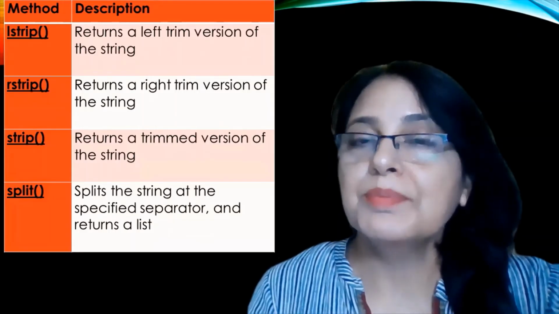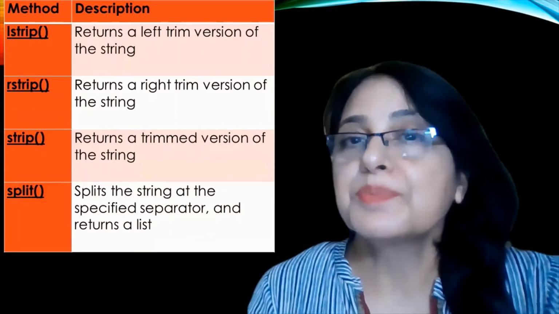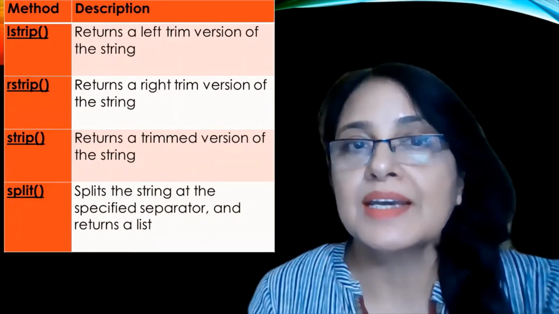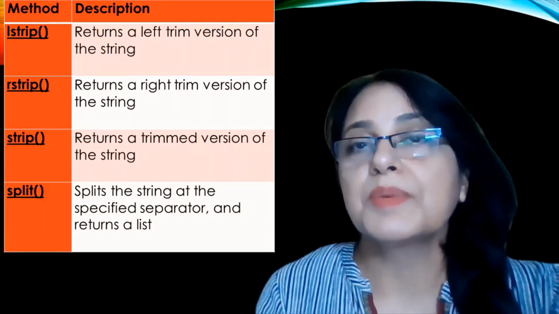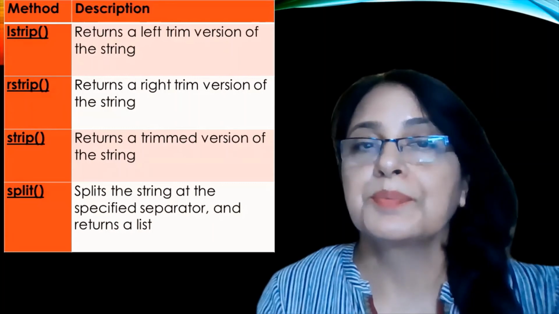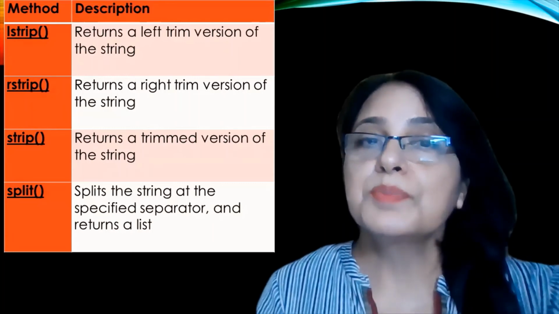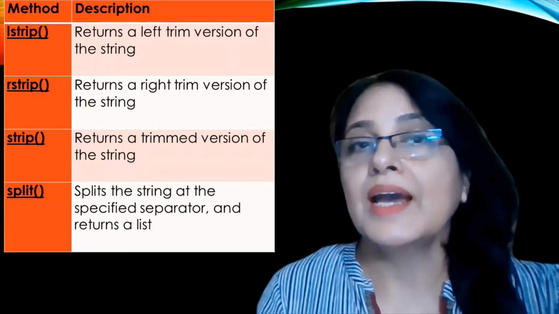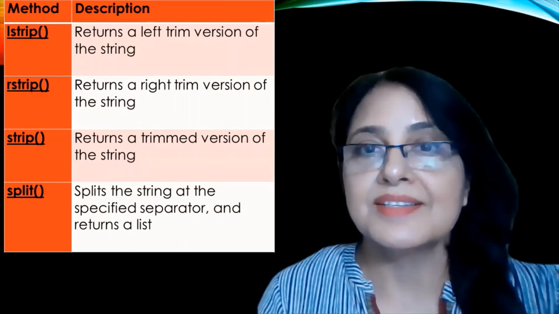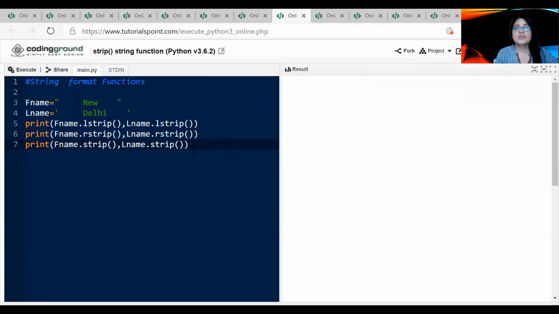lstrip and rstrip are used to strip spaces of a string from the left or the right side, and strip removes the spaces both from the left and the right side of a string. The split method splits the string at the specified separator and then returns a list. Here's an example to use lstrip, rstrip, and strip.